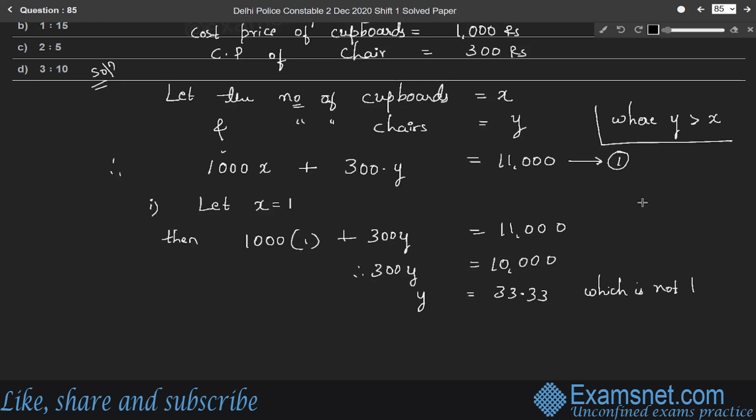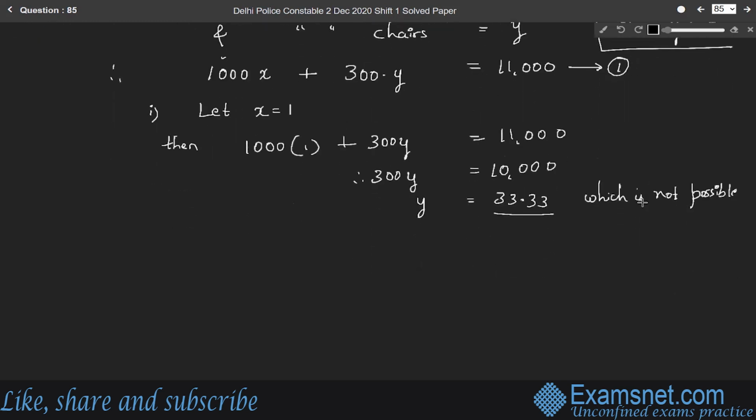Why is it not possible? So what is Y here? Y is the number of chairs. So the number of chairs cannot be a fraction or a decimal, right? So it should be a whole number, an integer. Therefore, because the number of chairs is a whole number, right? So Y cannot be 33.33.